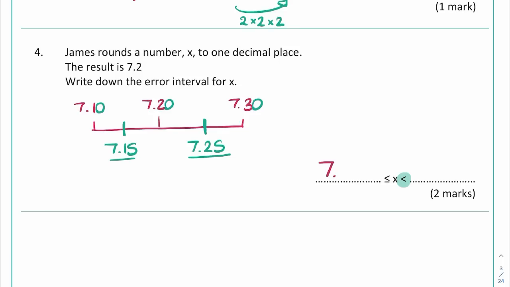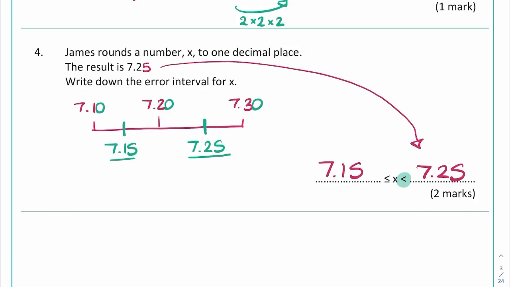So we have 7.15 and 7.25, and that is our error interval. And as a fail-safe method for these questions, always just stick a 5 on the end of the number and stick it in that position there, and you're definitely going to bag yourself 1 mark. So there we go, there is an error interval.